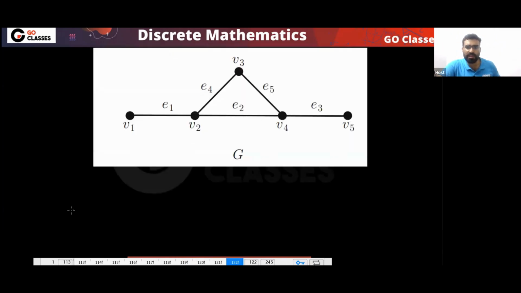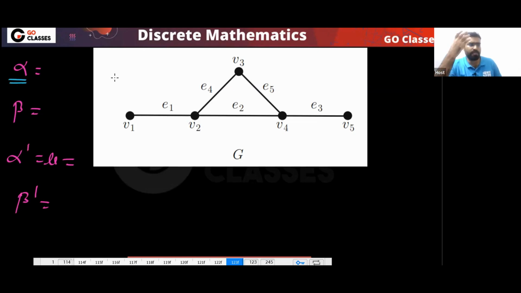And for this graph, just quickly tell me, what will be alpha, what will be beta, what will be alpha dash? Alpha dash means matching number, and what will be beta dash? All these things you quickly tell me for this graph. First, what is alpha? Alpha means independent set. What is the largest independent set you can create? This is the independence number, the stability number. Stability number means size of the largest independent set.